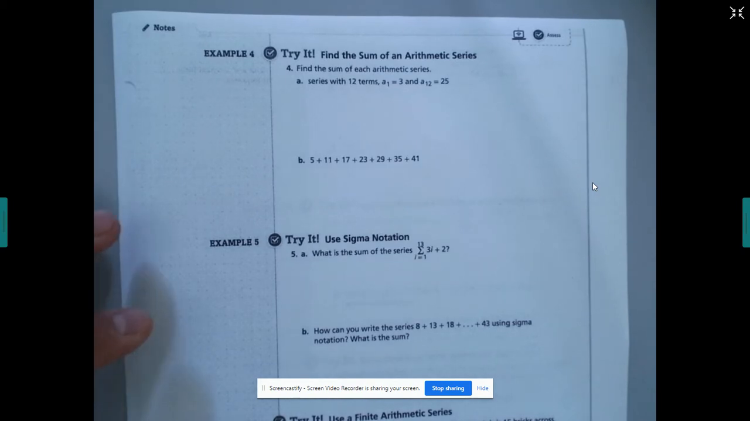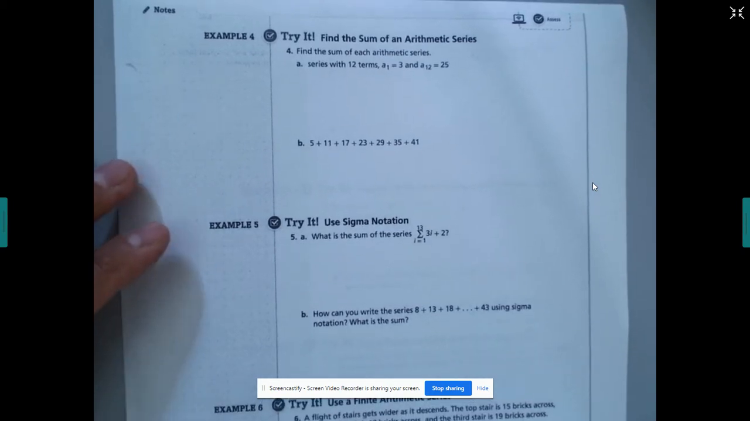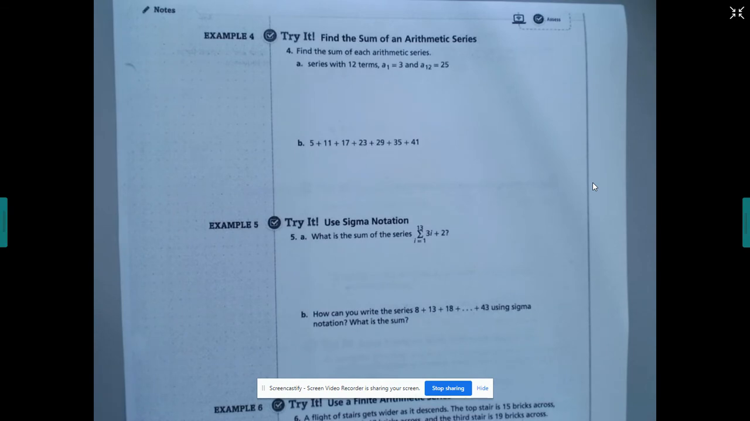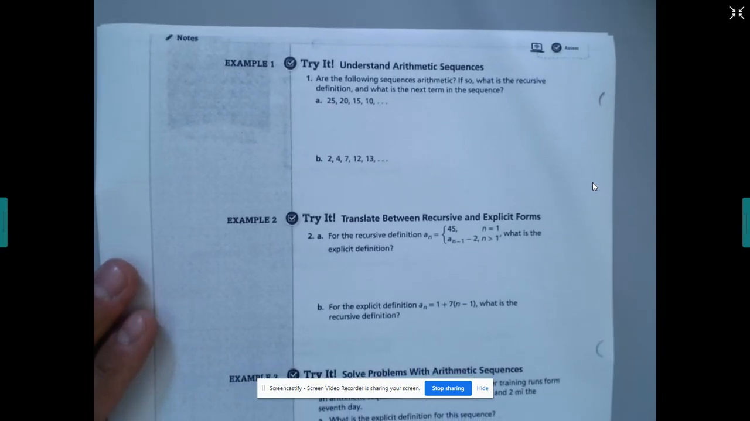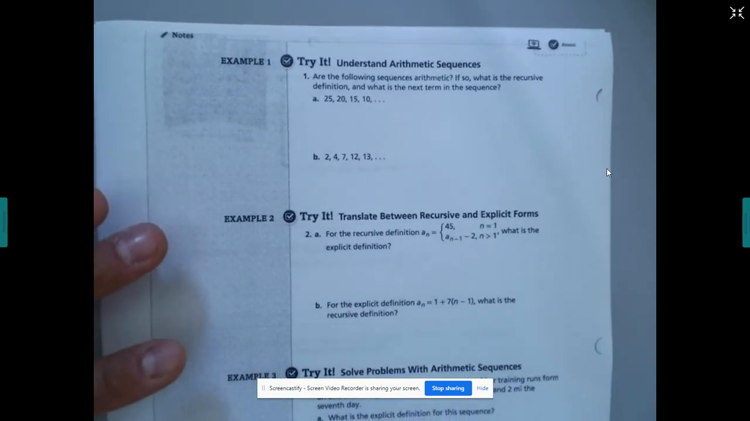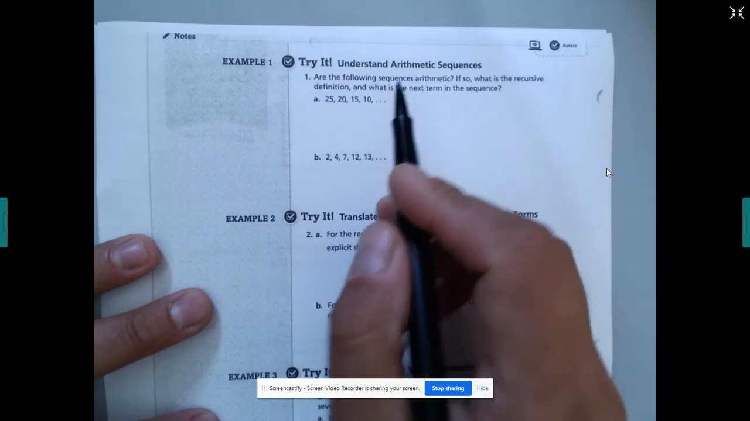Again, this is page 27 of your workbook. So if you have your workbook, we are on page 27. If you do not have your workbook yet, you can print off the notes on the Canvas page, or you can just copy it on another piece of paper. And actually, live, we got to start on page 26. Okay, so we're actually starting on page 26. We're going to talk about arithmetic sequences and series today.